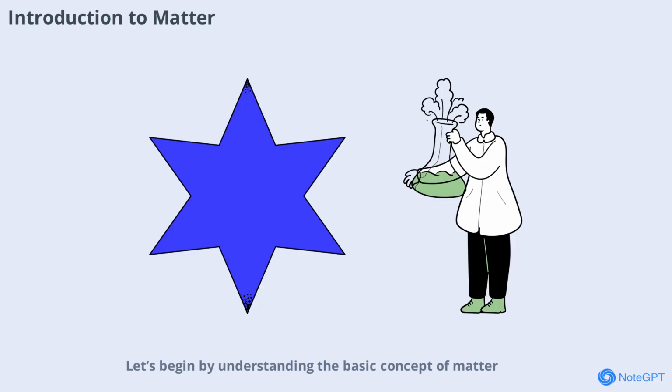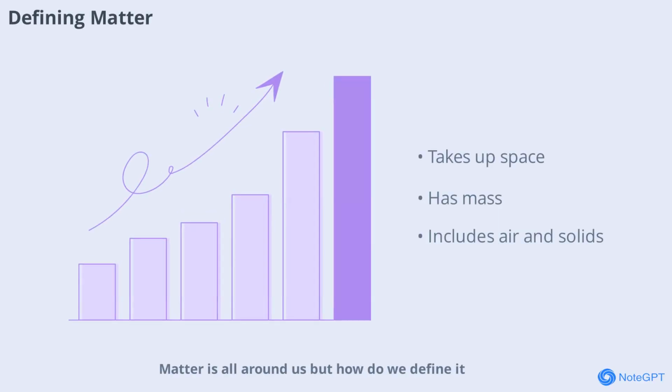Let's begin by understanding the basic concept of matter and why it's so important in our daily lives. Matter is all around us, but how do we define it? Matter is anything that takes up space and has mass. This means that even invisible things like air are considered matter because they have weight and fill up space.